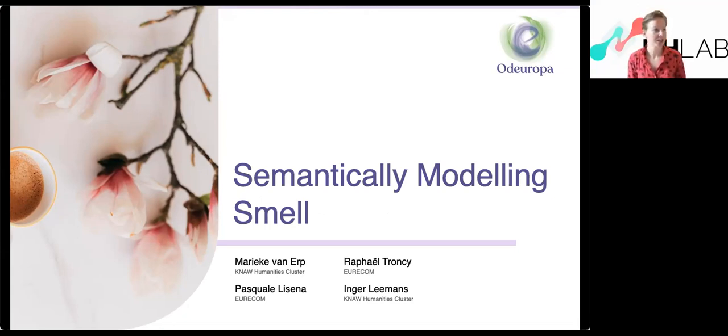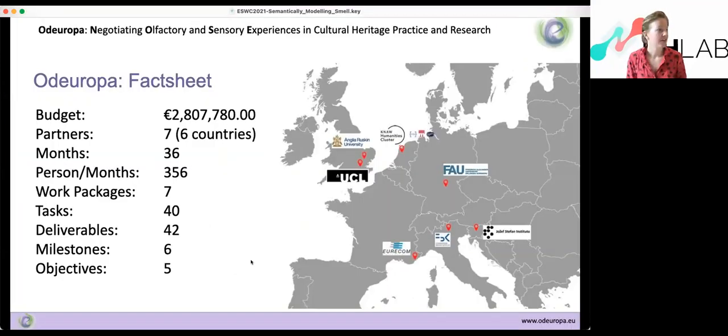So I'm here to represent the Odo Europa project. I'm not alone today. In this very same session there are Raphael Troncy and Pasquale Sena, two of my colleagues, but we have many more colleagues. We have seven partners in six countries, with two partners in the UK. I'm one of the researchers at the Royal Netherlands Academy of Arts and Sciences Humanities Cluster based in Amsterdam. I'm the project manager. We coordinate this.